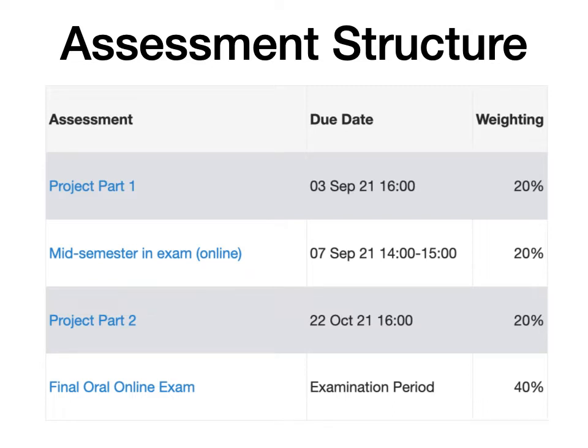The week after, there is the mid-semester exam. This is online, and again is worth 20%. It will take place during the usual live Q&A lecture time.